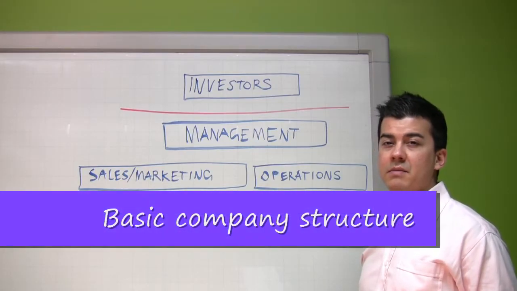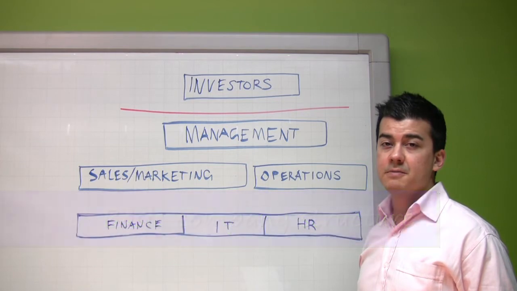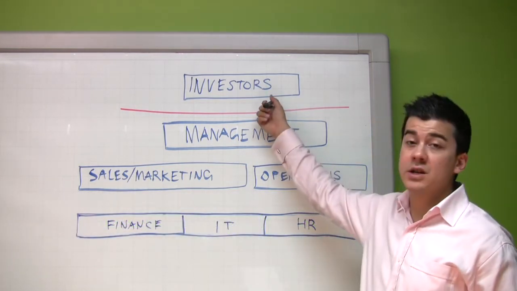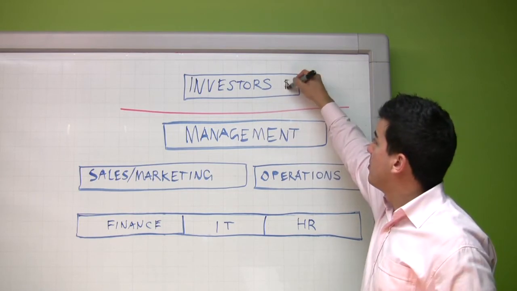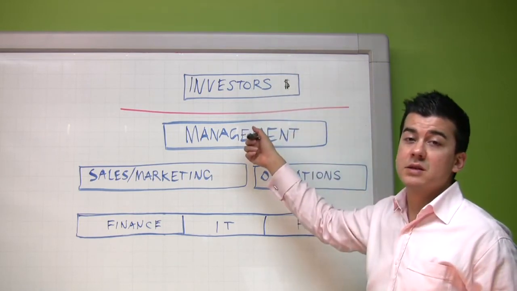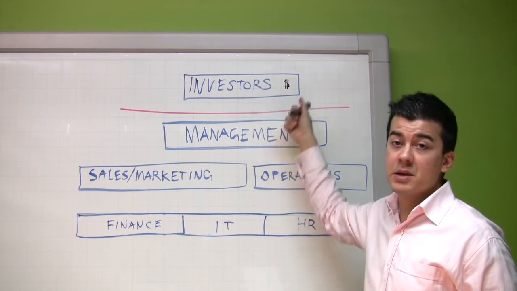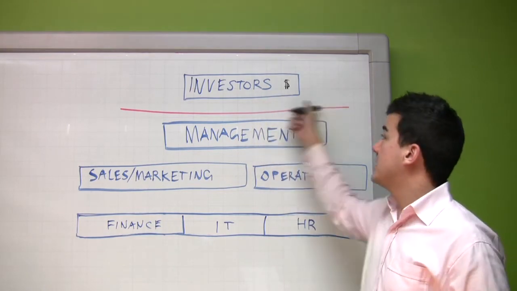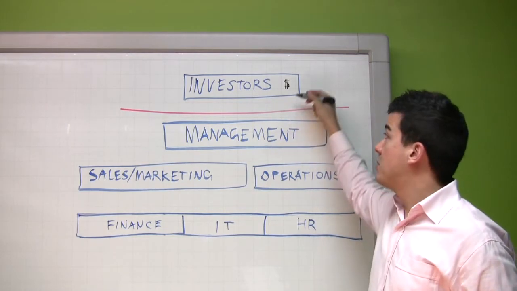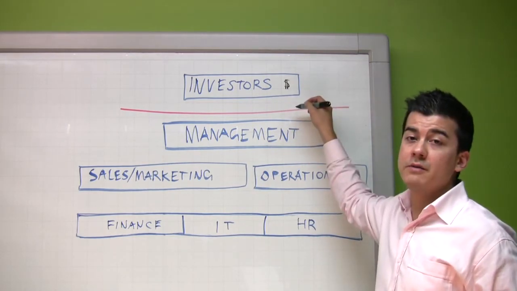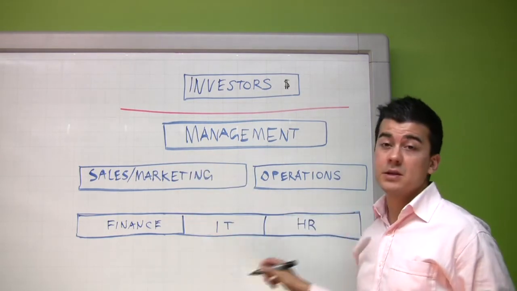So let's talk about the basic structure of a business. As we covered in previous modules, investors bring money into the business. So they invest for an expectation of return. They usually sit outside the business, that's why there's this line here, and they may provide initial or ongoing funds to run the business.